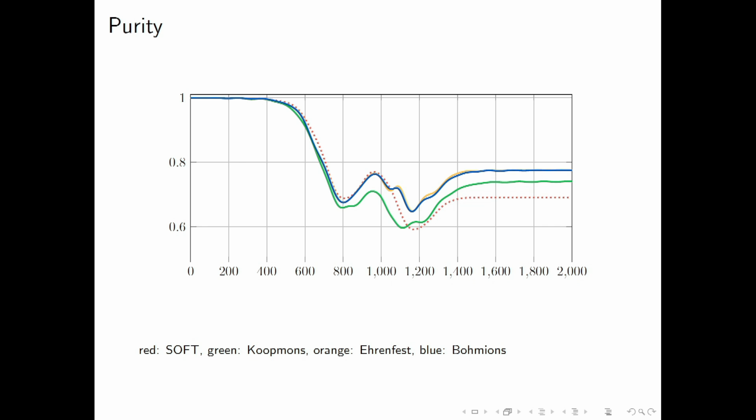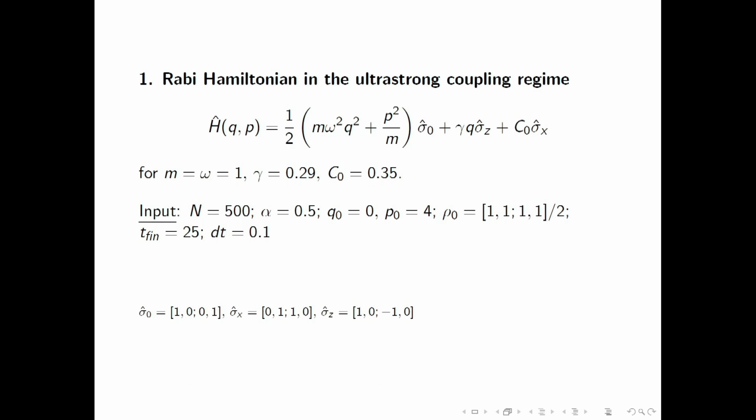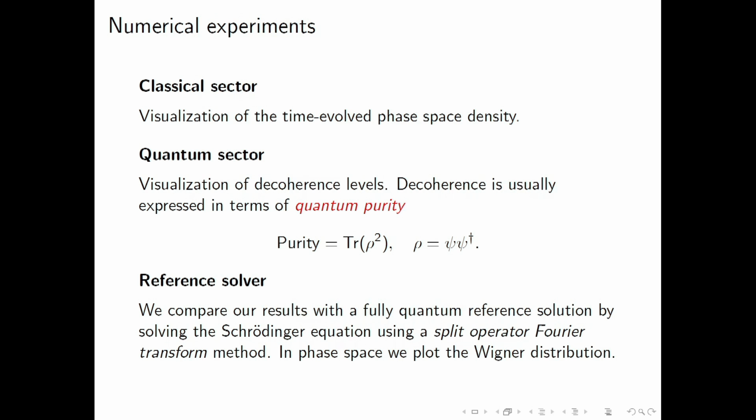The reference solution is obtained by solving the Schrödinger equation for the fully quantum Hamiltonian with a split operator Fourier transform method. So it's basically a splitting of the Hamiltonian and exploiting the fast Fourier transform. It's a highly accurate and fast solver, which is, I would say, state of the art and the most used reference solver in chemistry or for quantum dynamics.